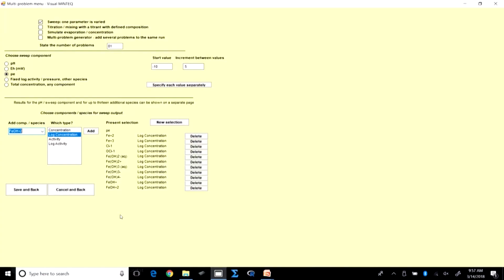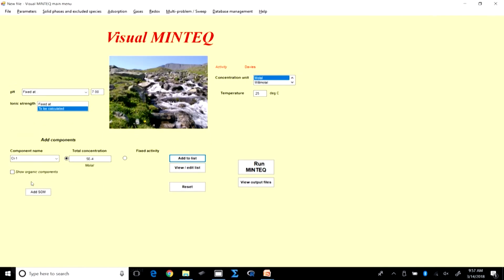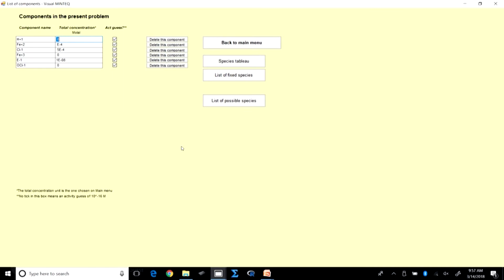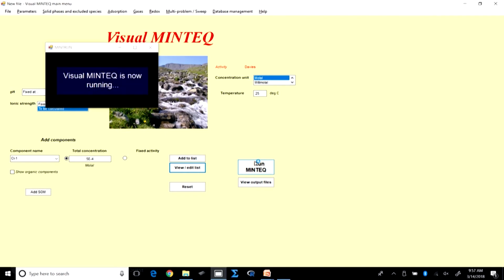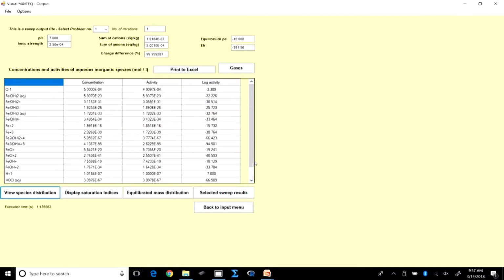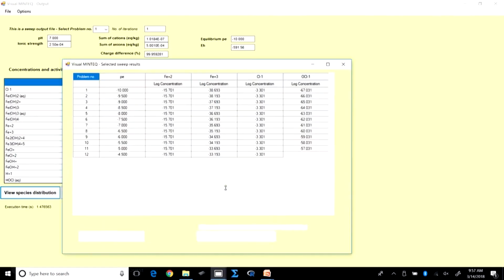So I am going to have to say save and back, and hopefully everything is in order. This E minus 4 is because of the redox couple that we have specified, which is fine. pH is 7, so I am going to run MinTech, and I am going to look at selected sweep results.